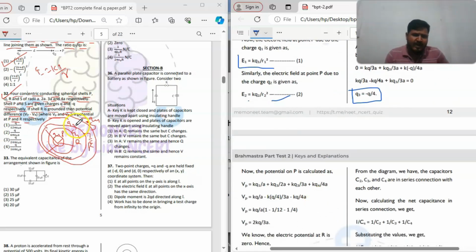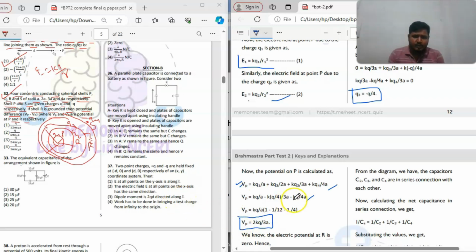Now we have found the value of q3. Now it's time to find the value of Vp, the potential at P, because we know all the values q1, q2, q3, q4. Now find the potential at the shell P. That is kq1 by a plus kq2 by 2a plus kq3 by 3a plus kq4 by 4a. Now after putting the values and solving, we get Vp is equal to 2kq by 3a.